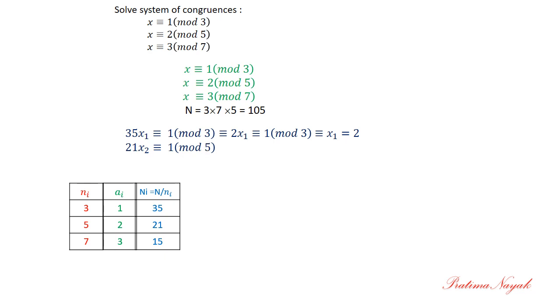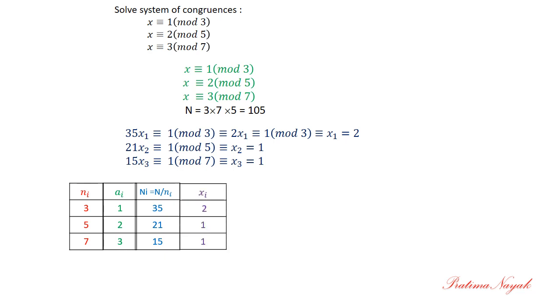Similarly, for x2 we will write 21x2 is congruent to 1 modulo 5. Now 5 4s are 20, so x2 will be equal to 1. Coming to x3, 15x3 is equal to 1 modulo 7. So this is same as x3 is equal to 1 because 7 2s are 14, 1 is left. Now xi will be 2, 1, 1.